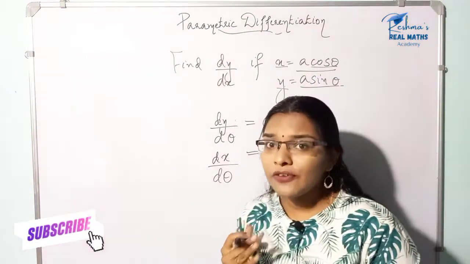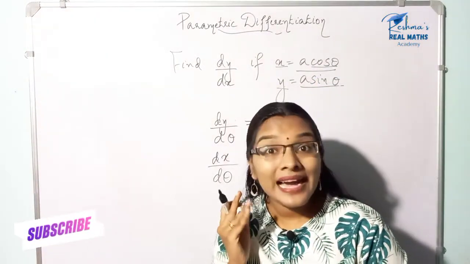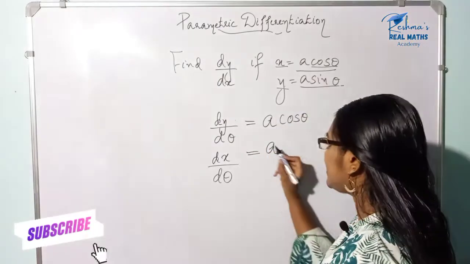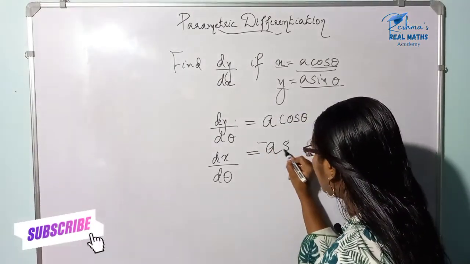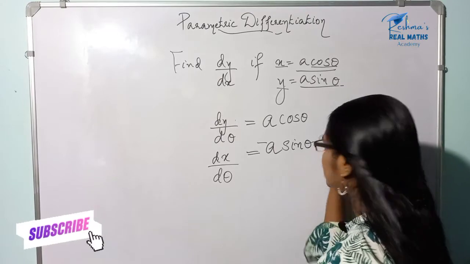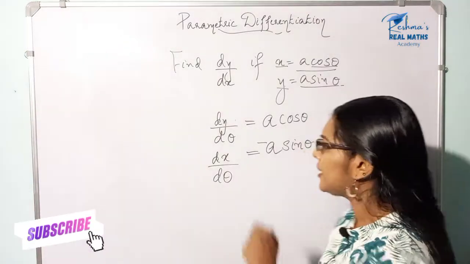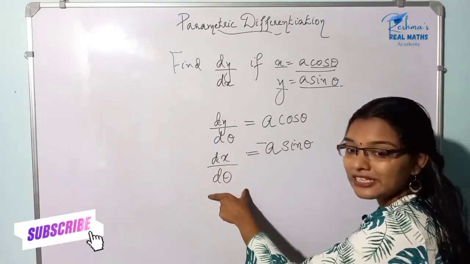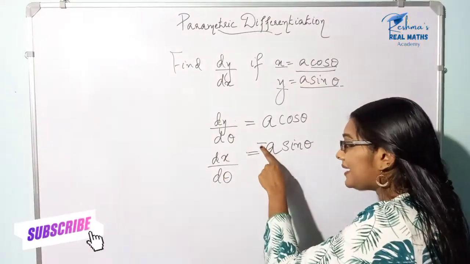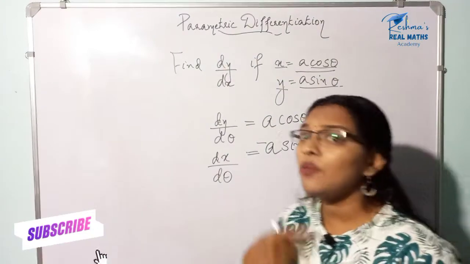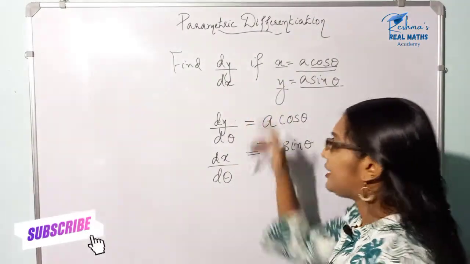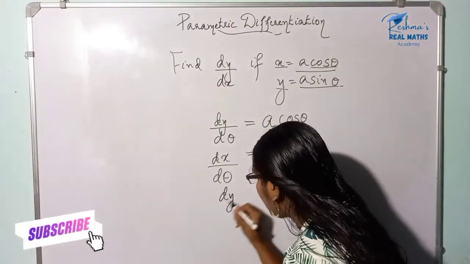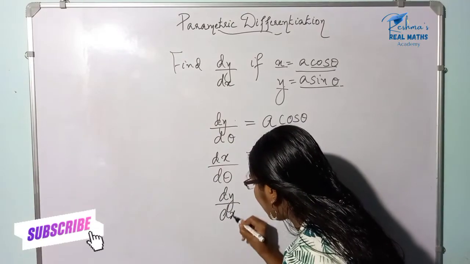What is the derivative of cos theta? Minus sin theta, isn't it? So we have to put the minus sign here and then sin theta. Understood? That is dy by d theta equal to a cos theta and dx by d theta equal to minus a sin theta. Now what we have to find out? We have to find out dy by dx.